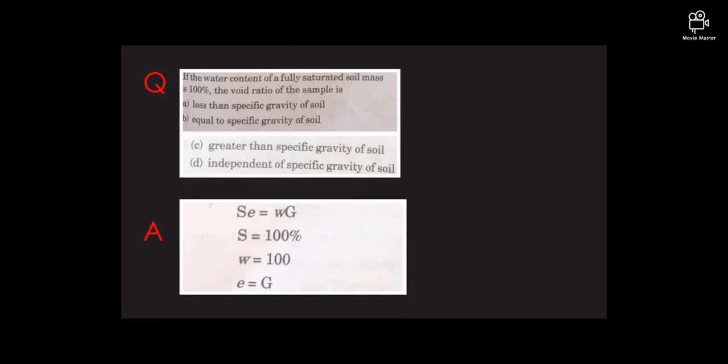So the question we have is whether the void ratio of the sample is less than, equal to, greater than, or independent of the specific gravity of the soil. So the answer we are getting is the void ratio of the sample is equal to the specific gravity of the soil. So the correct option will be B. So moving on to next question.